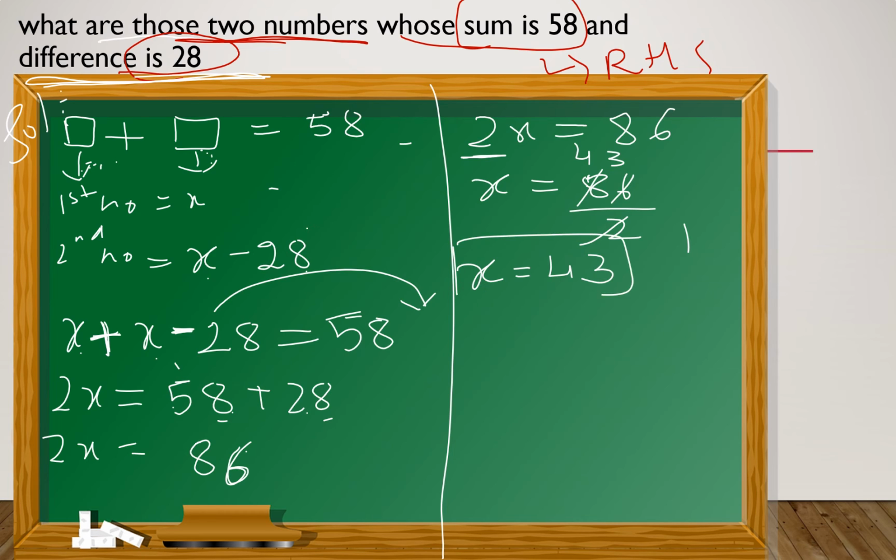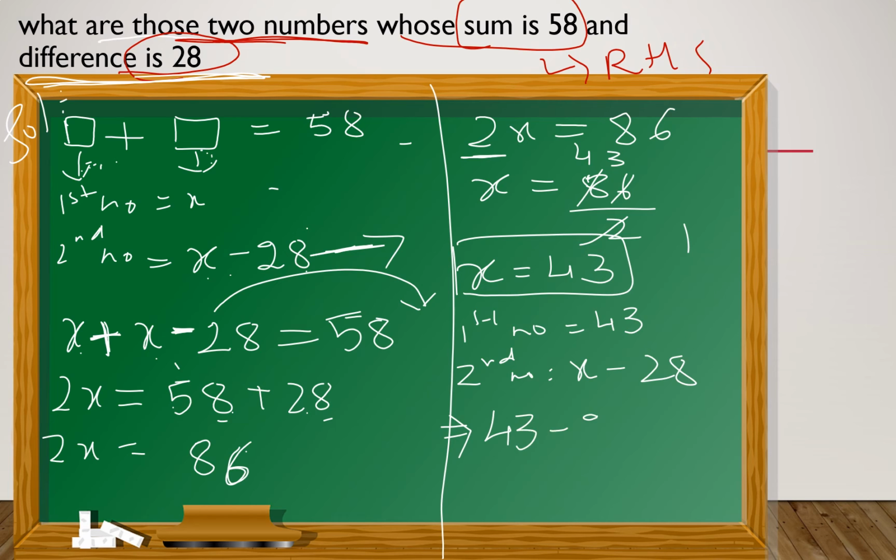This is the first number we got, x equal to 43. So the first number is 43. And let's find the second number. We consider it as x minus 28. So substitute the value of x: 43 minus 28. Now 13 minus 8 will get 5, 3 minus 2 is 1. So 15.